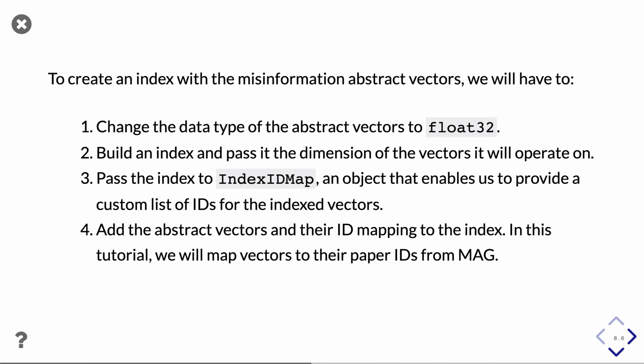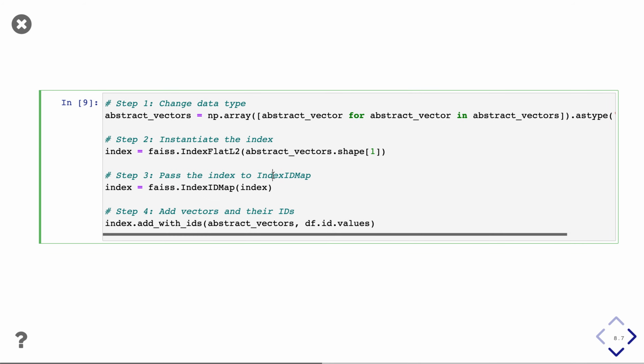So to create an index with the misinformation abstract vectors, we'll have to do the following. Firstly, as I mentioned before, change the data type of the abstract vectors to float32, build the index and pass it the dimension of the vectors it will operate on, then pass the index to another object called IndexIDMap, which enables us to provide a custom list of IDs for the indexed vectors. And finally, add the abstract vectors and their ID mapping to the index. And in this tutorial, we will be mapping vectors to their paper IDs that are coming from MAG. So let's run these 4 steps.